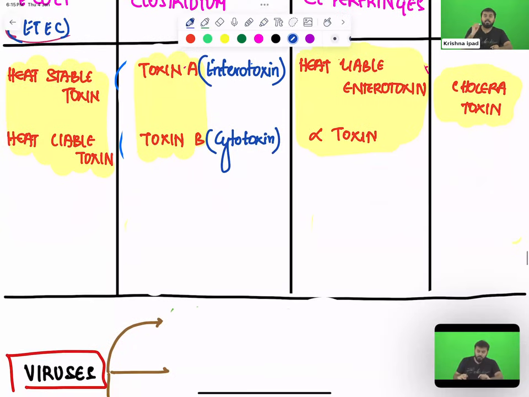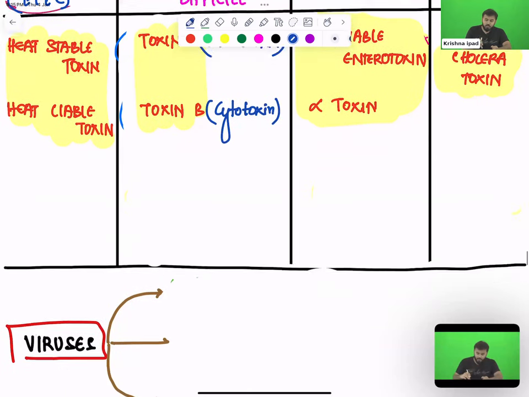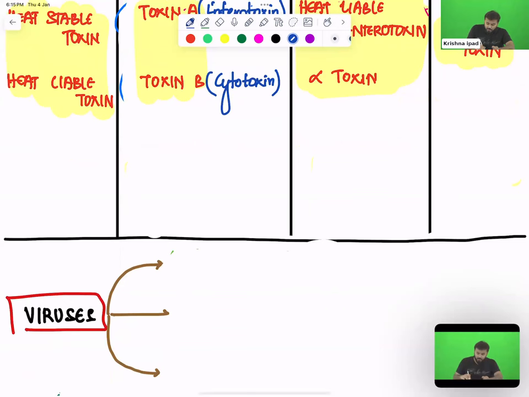especially ETEC, enterotoxigenic E. coli, is causing watery diarrhea, what kind of diarrhea do you call this? This is called traveler's diarrhea.